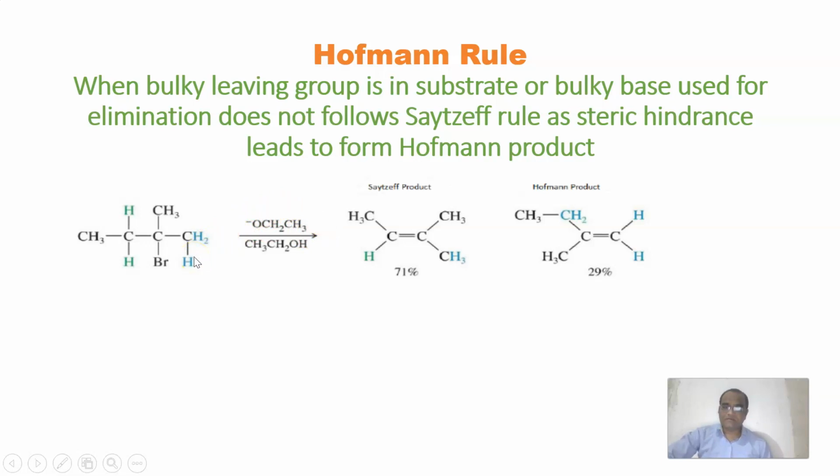And this hydrogen has been abstracted from this carbon, right? So one hydrogen has been abstracted from this carbon, and the second molecule is nothing but bromine, so it has been abstracted from this carbon, right? And as per the Saytzeff rule, it forms 71% product. So we can say that this first product is highly substituted.